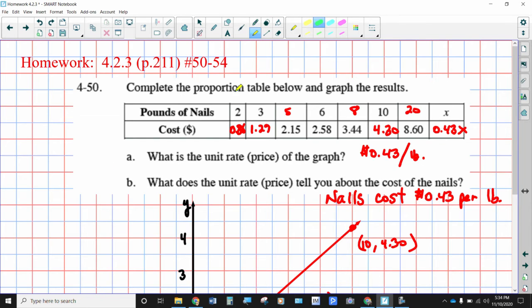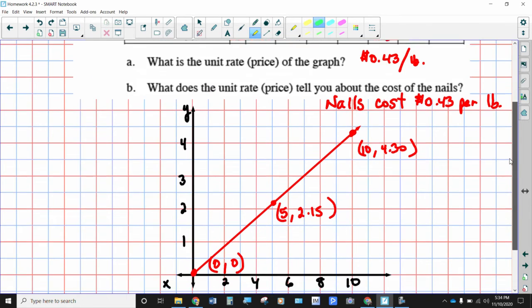So let's take a look. Complete the proportion table. It's nice that they're telling us it is proportional. That way we know when we graph it, it's going to pass through 0, 0.